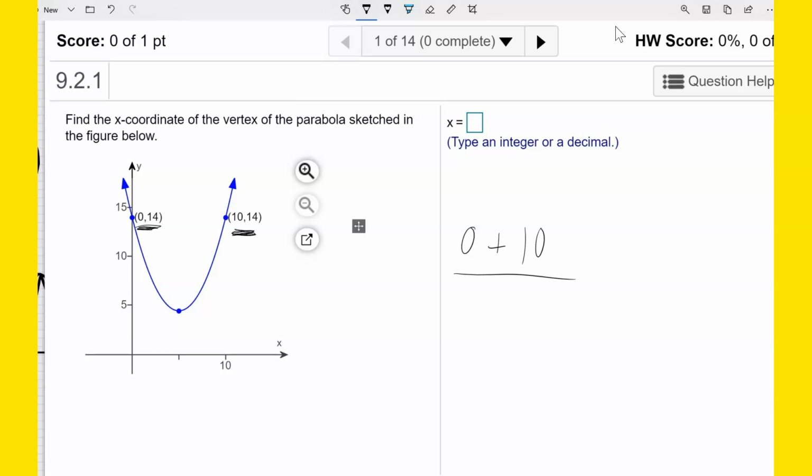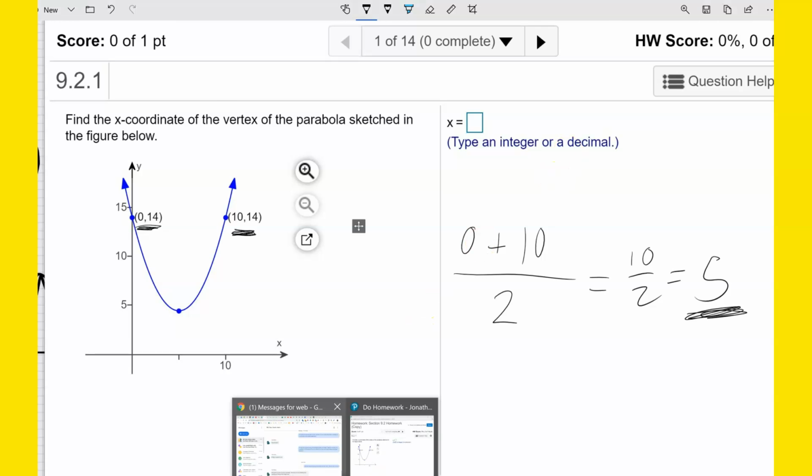So I find the average of 0 and 10. That means I add them together and divide them by 2. That's 10 over 2, that's 5. So the answer is 5. The x coordinate of that vertex is 5. Let me go type that answer in.